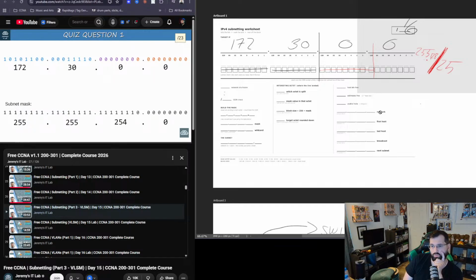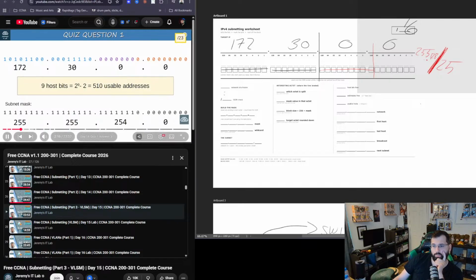Once more, the red bits are the host bits. 9 host bits allows 510 usable addresses, which is enough for the 500 we need. So what I'm getting confused with is host bits and usable addresses. I'm getting that stuff mixed up.